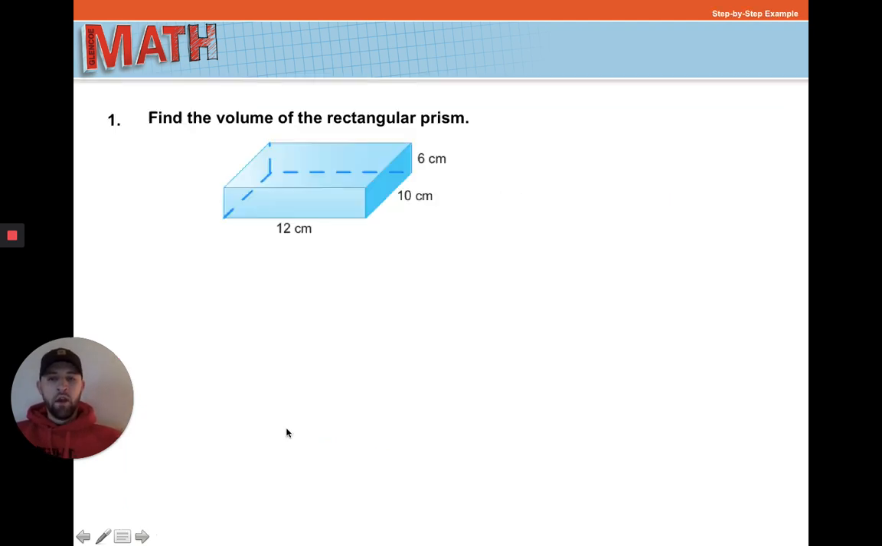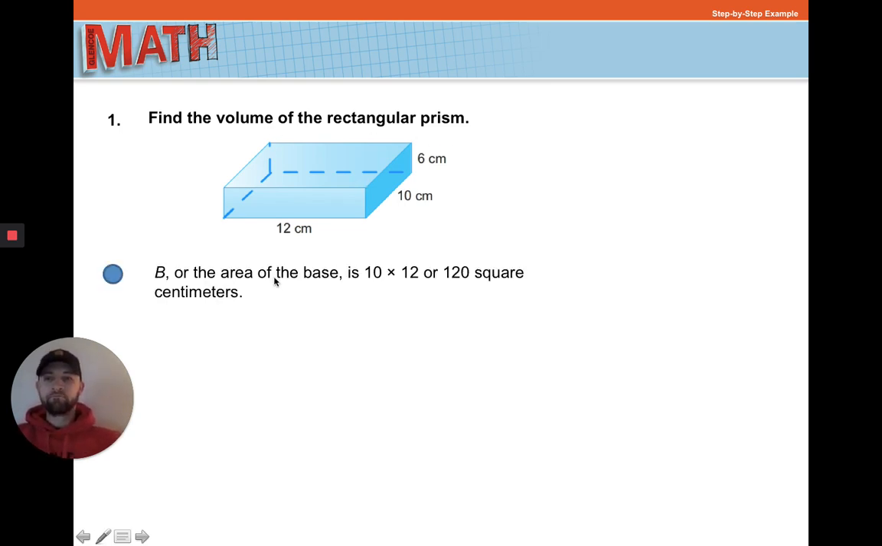All right, let's go ahead and look at a couple here. I'll walk you through this first one, and then we'll try one together. It says find the volume of the rectangular prism. We need to figure out what the sides are. I need a length, I need a width, and I need a height.